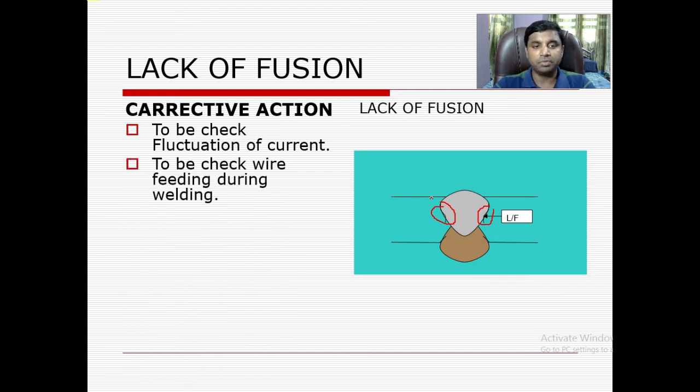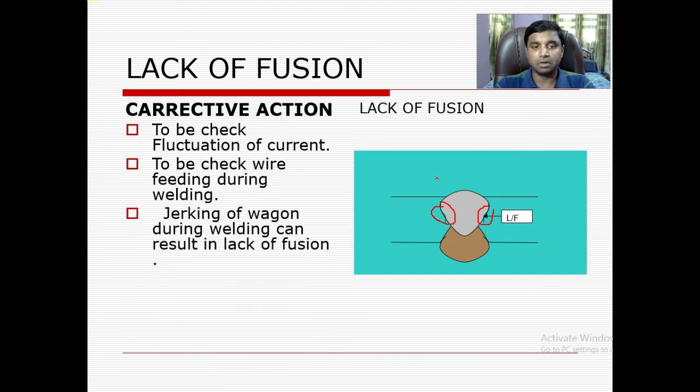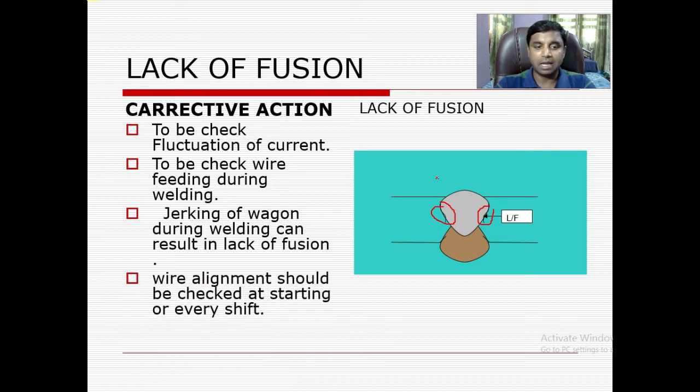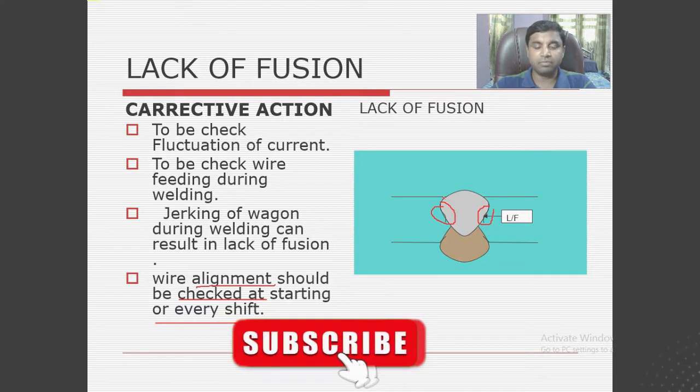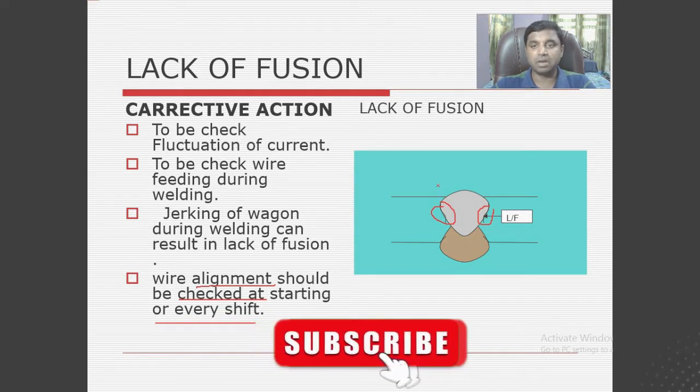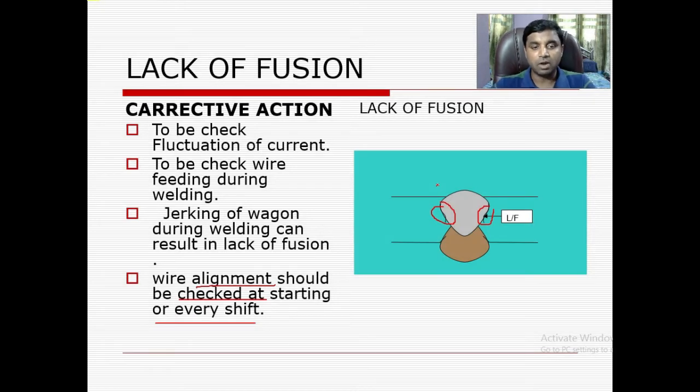Wire feeding should be checked during welding. If the wire is not feeding properly, it could cause lack of fusion. Jerking of wagon, definitely. If there is jerking of wagon, welding can result in lack of fusion. And last is the wire alignment. The wire alignment should be checked at the starting of every shift. If you are working in this type of industry, you definitely need to check the jerking of wagon and the tracking light. Every shift we need to check to avoid the welding defects.